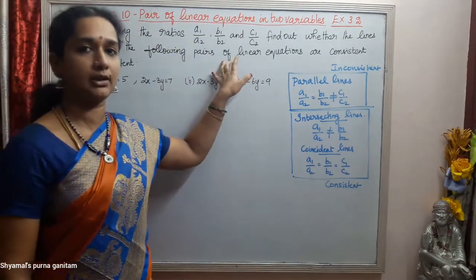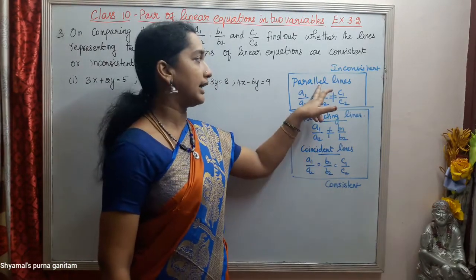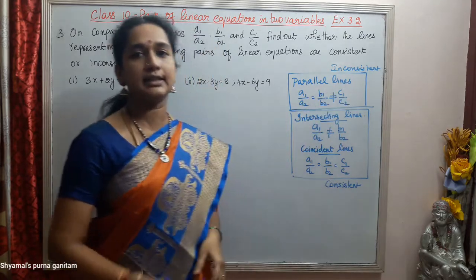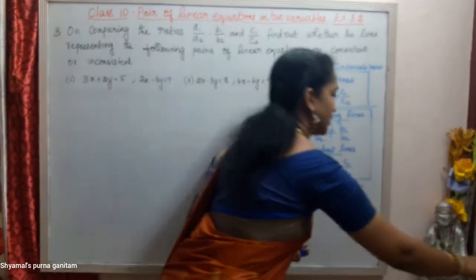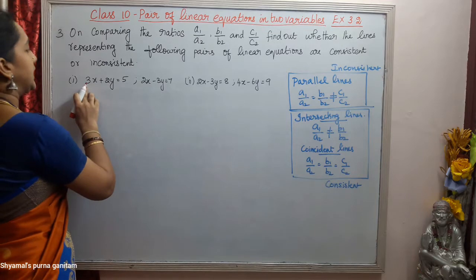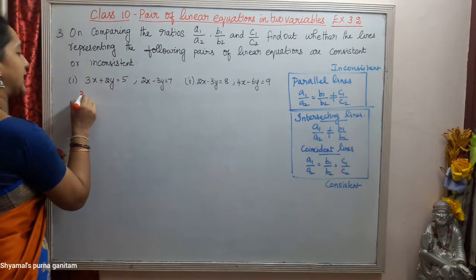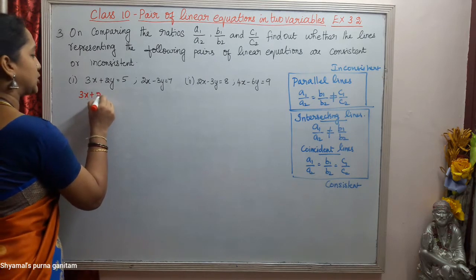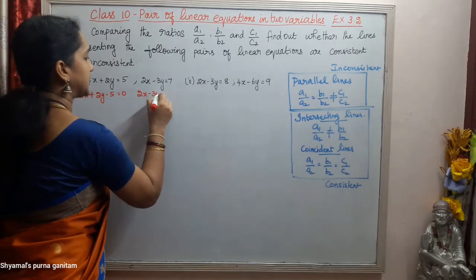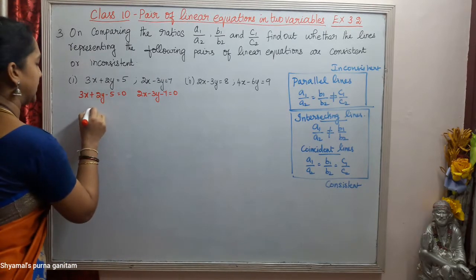We are asked to check that only. So if we are getting these two conditions, they are consistent, and if you are getting this one, that is the parallel line condition, that is inconsistent. Okay. So now we will do this sum. For this one, we know this A1, B1, C1 and A2, B2, C2. Here we will rewrite this equation: 3x plus 2y minus 5 is equal to 0 and 2x minus 3y minus 7 is equal to 0. We will check the condition now.